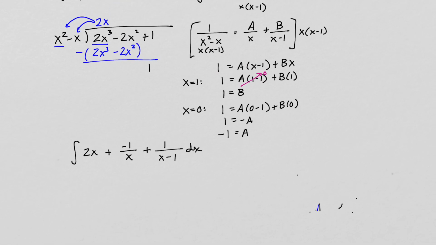And so if I integrate those, the integral of 2x is 2x squared over 2, the 2's would cancel, so x squared, minus the natural log of the absolute value of x plus the natural log of the absolute value of x minus 1 plus c. And so that's the last problem that you guys wanted to see. So hopefully that helps out on those problems.